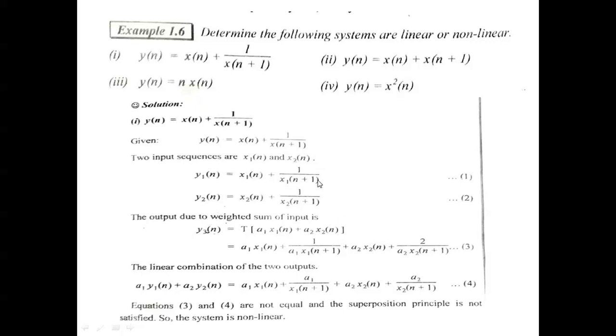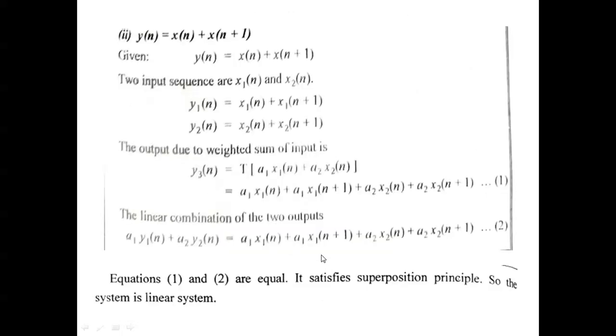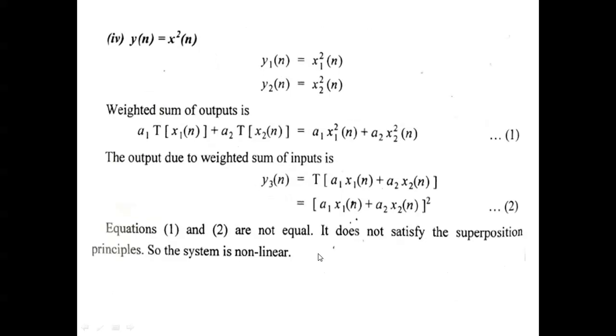When you apply the formula, you prove the left-hand side and right-hand side, then the linear combination of two outputs. Equations 3 and 4 are not equal and superposition is not satisfied. This is equation 3, and this is equation 4. So it does not satisfy the superposition principle because they are not equal. When this equation and this equation are equal, then it satisfies the superposition theorem. Otherwise, it does not satisfy the superposition theorem. Similarly, for the other example, it's the same.